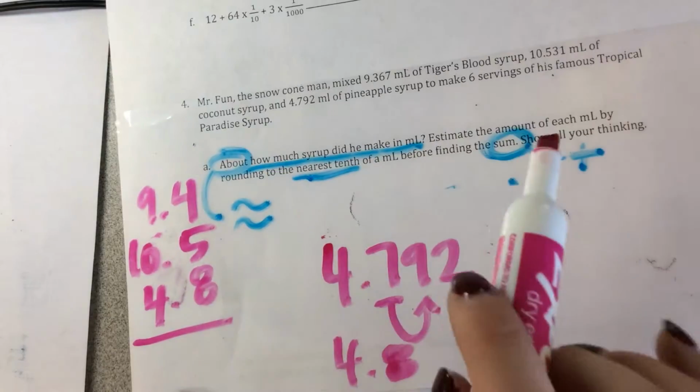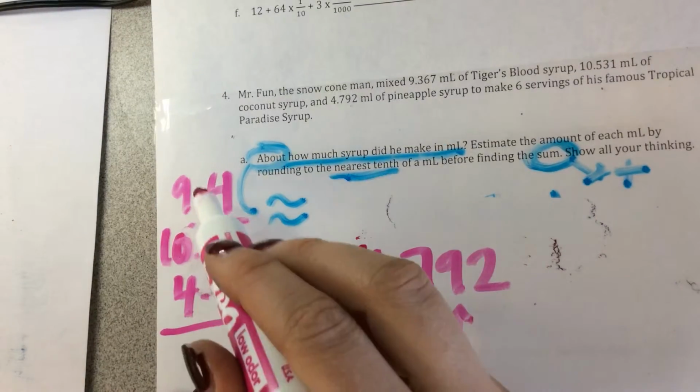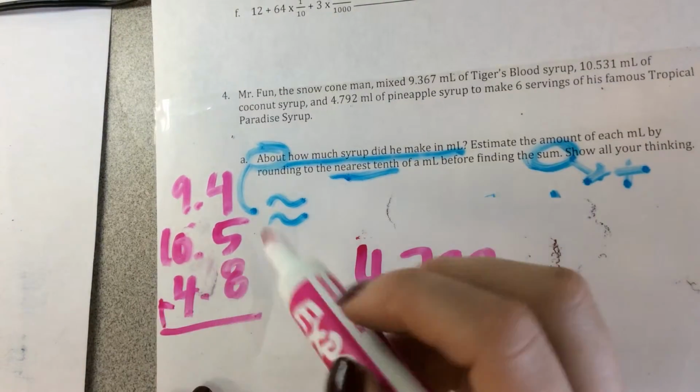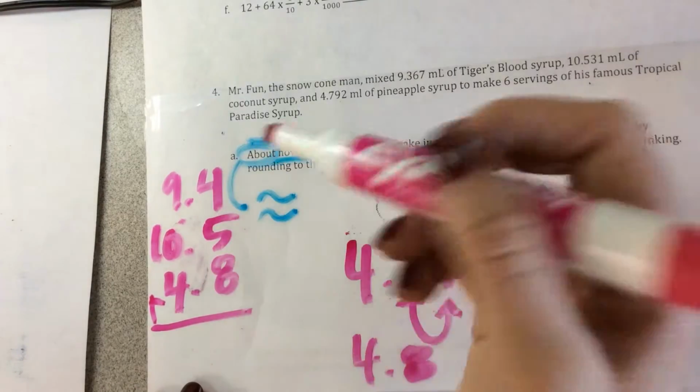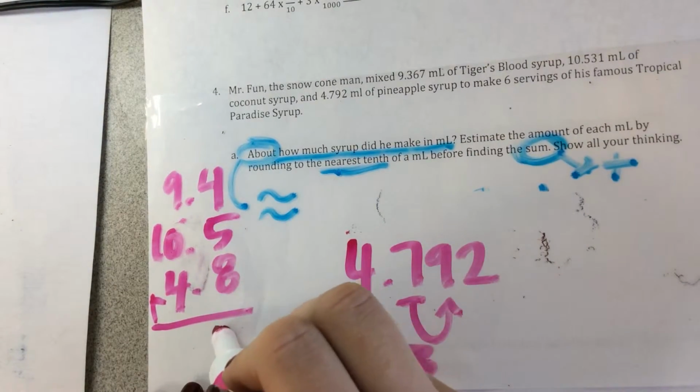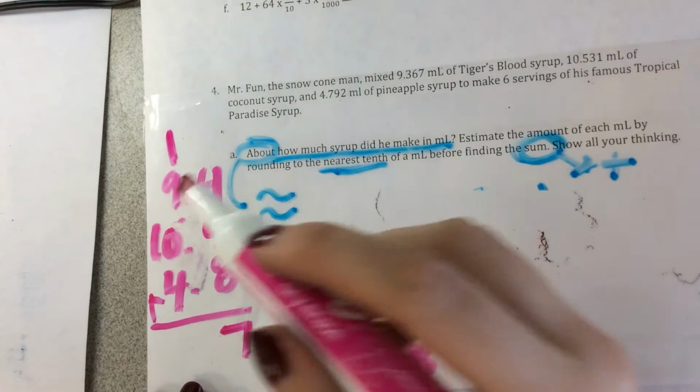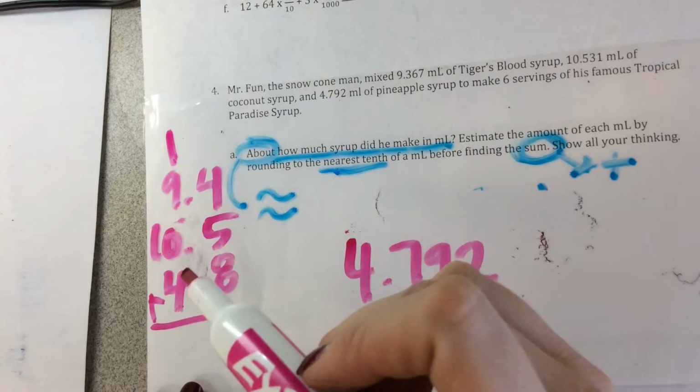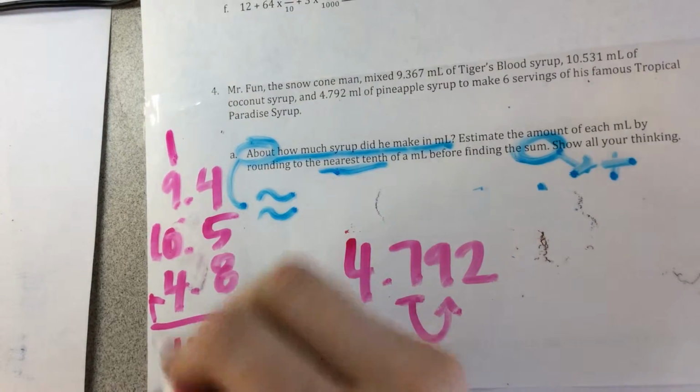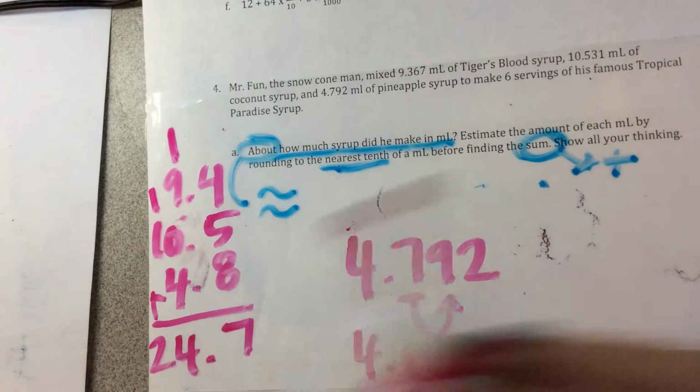So we're adding them up. We have our decimal points lined up, so let's add. 4 plus 5 is 9, plus 8 is 17, so let's put our 7 here. Carry a 1. 9 plus 1 is 10, plus 4 is 14. Carry your 1. 1 plus 1 is 2, and bring down that decimal.